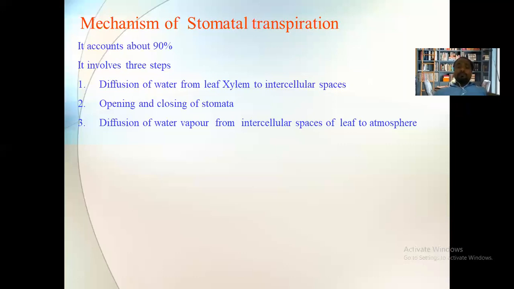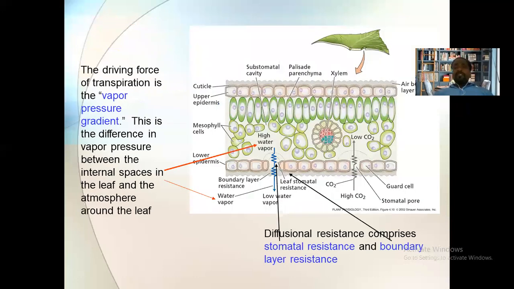So you can say this is the structure of the leaf, where the upper epidermis is there, which is covered by the cuticle. Then there are two types of mesophyll cells: palisade mesophyll and spongy mesophyll cells. We can see here that in the palisade mesophyll there are small intercellular spaces as compared to the intercellular spaces present in the spongy mesophyll cells.